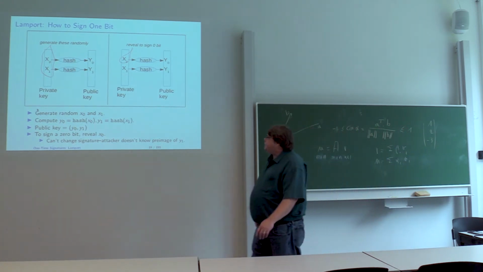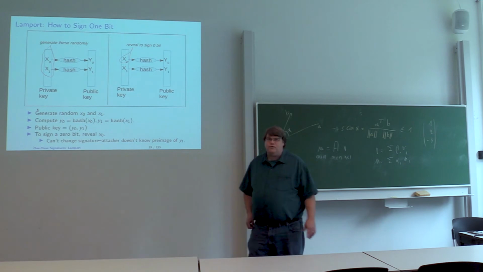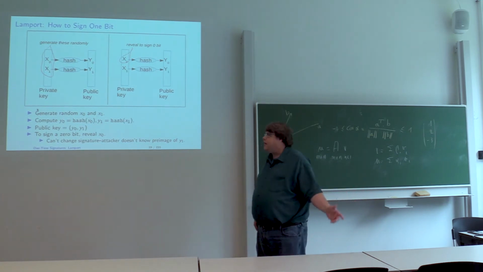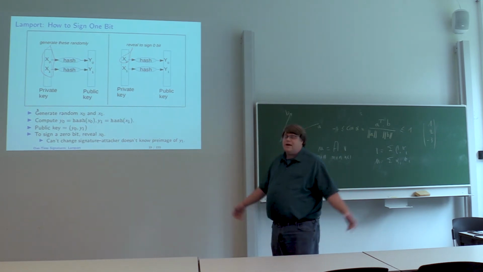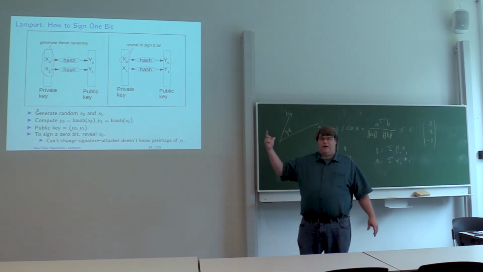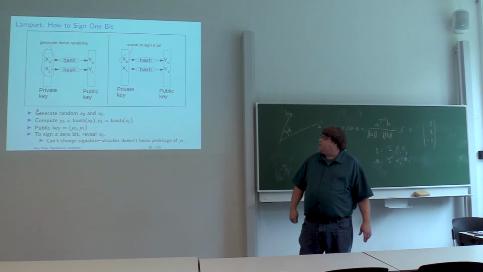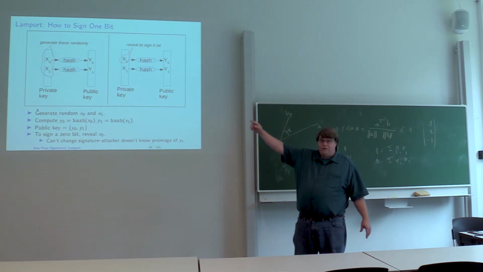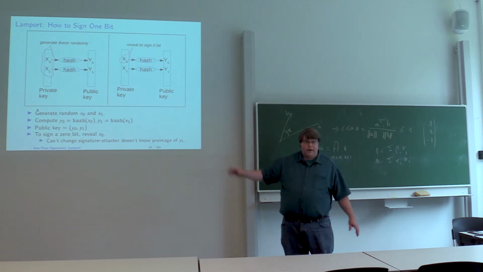So how do we sign a bit? This is the simplest way you could imagine doing a signature scheme. I'm going to generate 2 random values, x0 and x1, and hash them. My public key is the hash of the 2 random values. If I want to sign a 0, I just reveal x0. If I want to sign a 1, I just reveal x1. Okay?